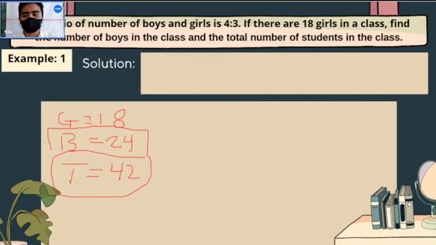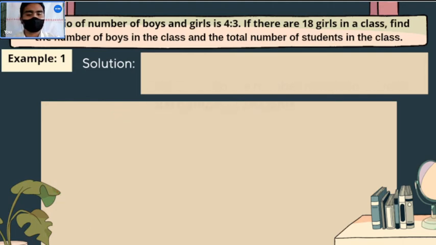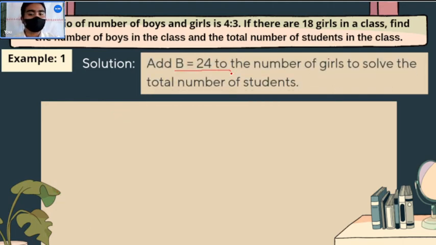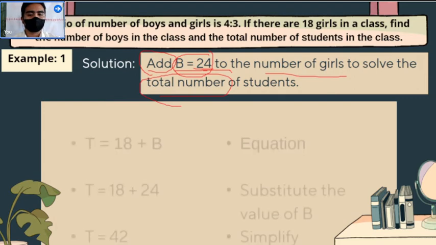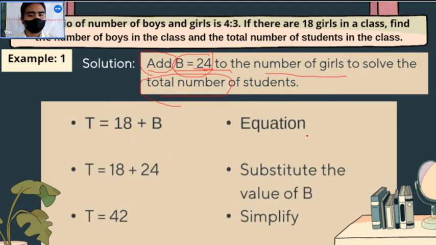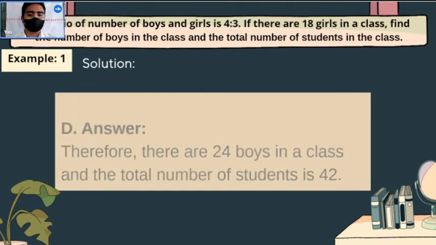That's it. You look at this presentation: b is equal to 24. That is the number of boys. Then we add this number to the number of girls in order to find the total number. So T is equal to 18 plus b. That's the equation, and we substitute the value of b. What's the value of b? 24. In that case, we have 42. That is the final answer.